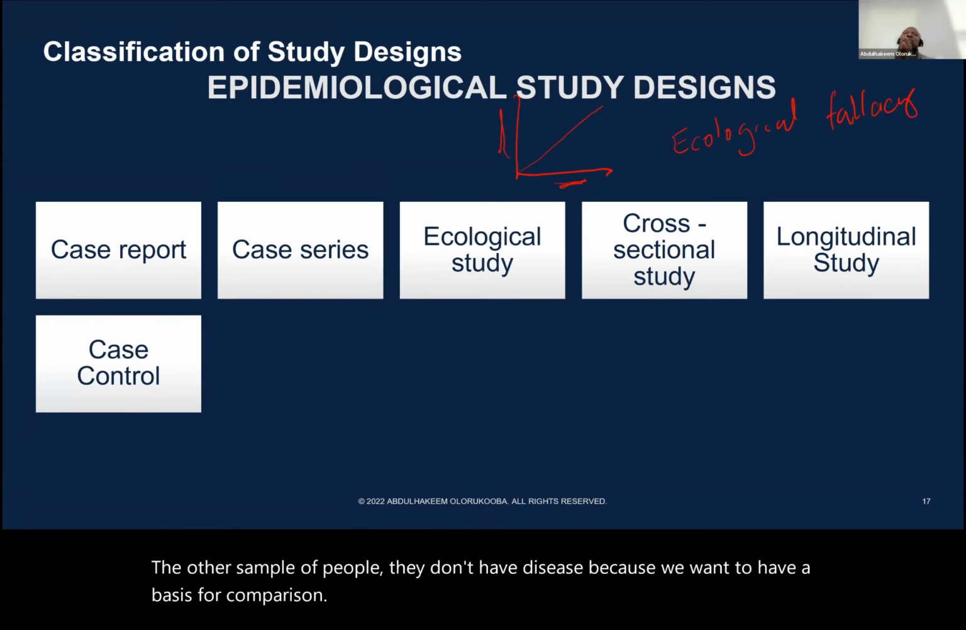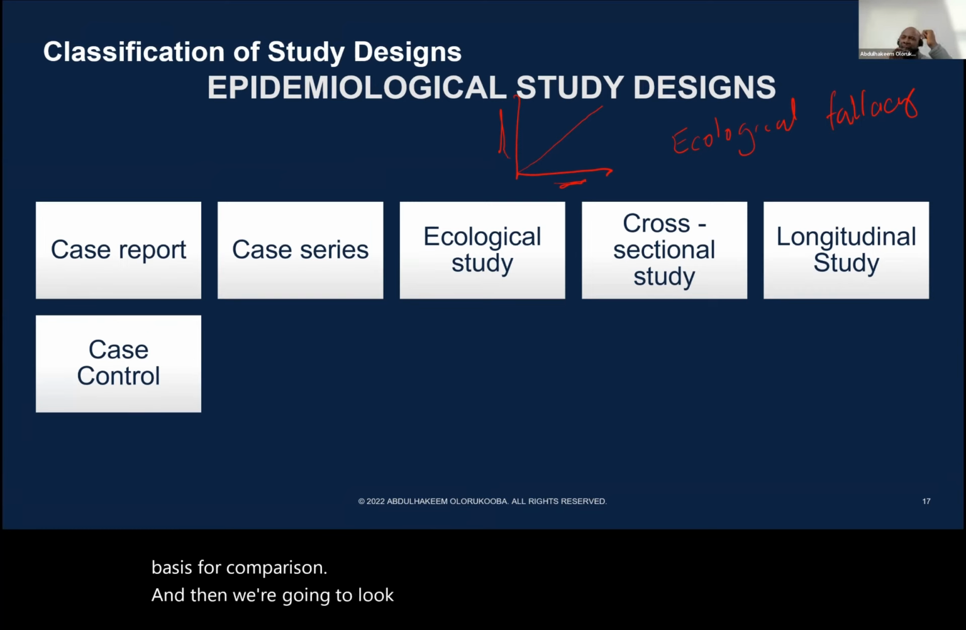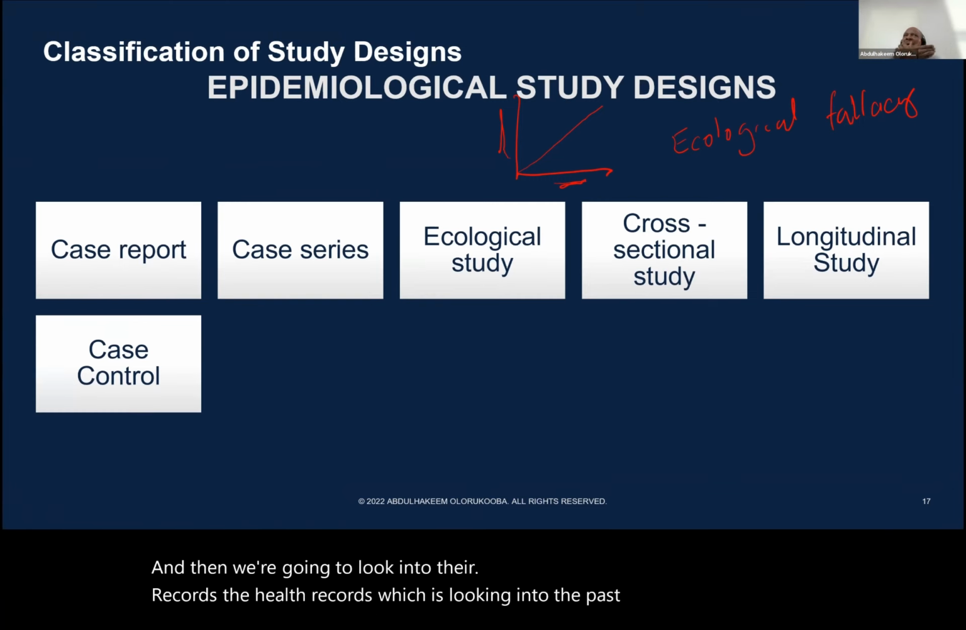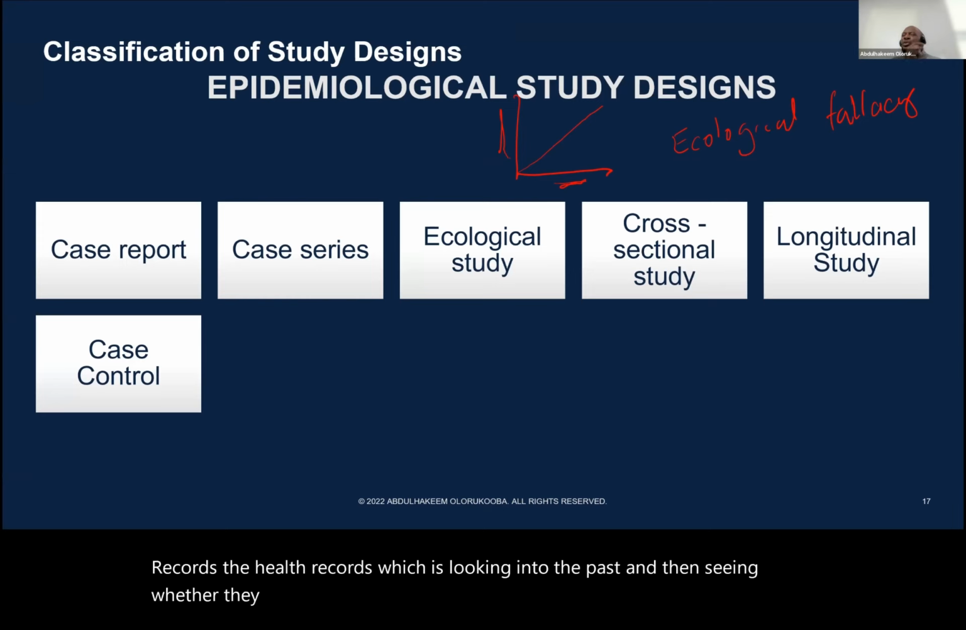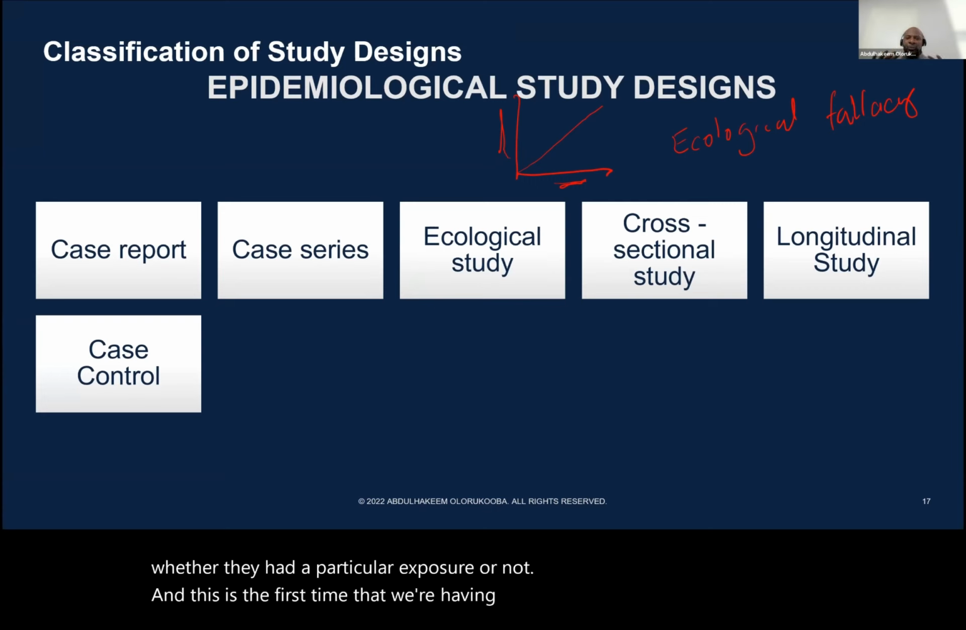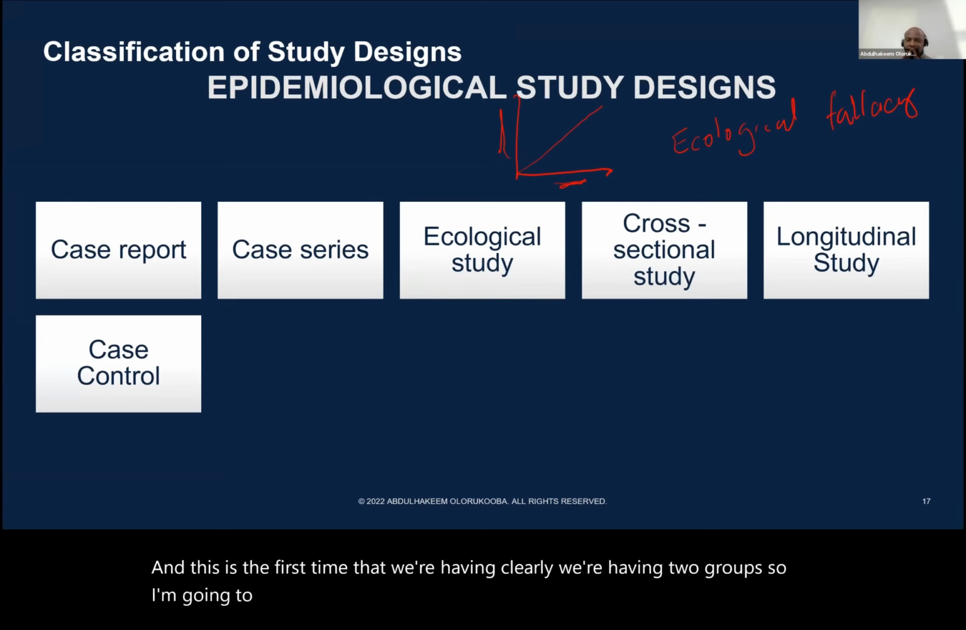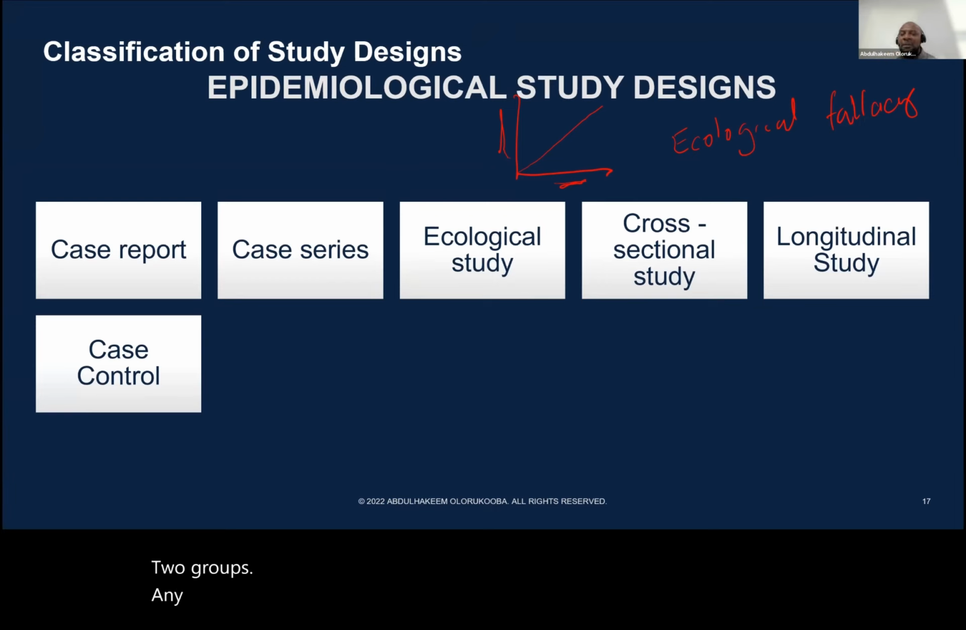And then we're going to look into their records, their health records, which is like looking into the past, and then seeing whether they had a particular exposure or not. This is the first time that we're having two groups. So I'm going to stop to explain this very well. Cases, controls. Two groups. Any manipulation? No, we're just observing these people, but we're just observing their records.